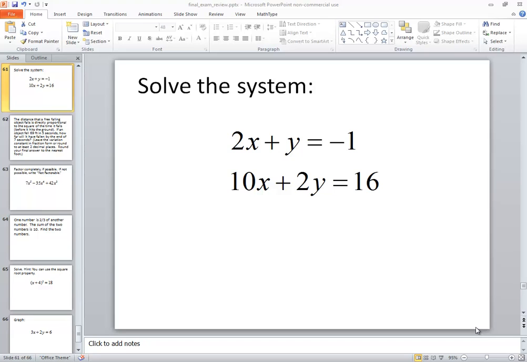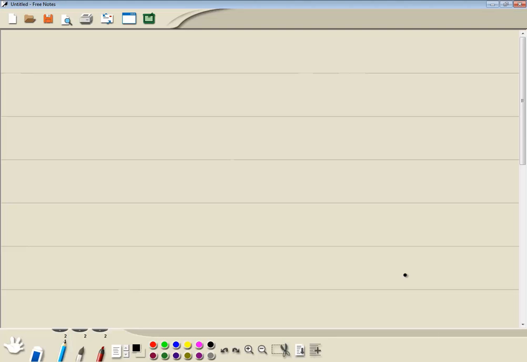Let's take a look at this problem. I want to solve this system. We got 2x plus y equals -1, and 10x plus 2y is equal to 16. Now I'm going to solve this by the addition method.